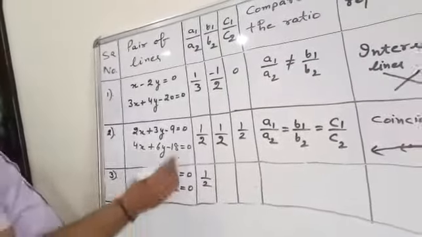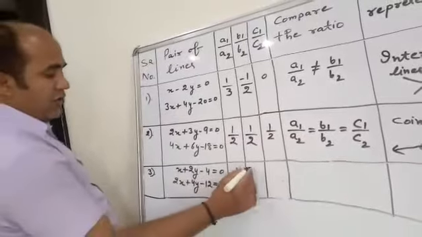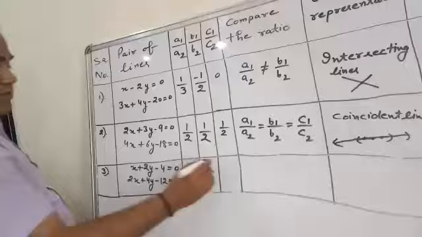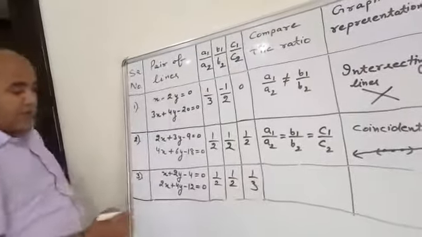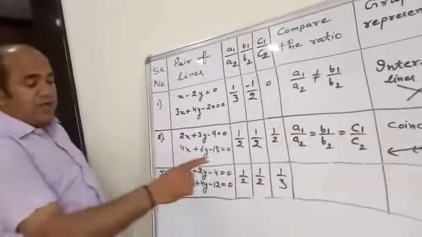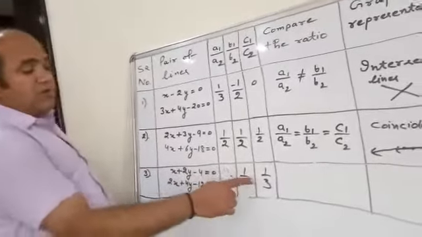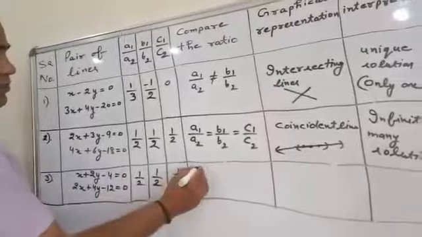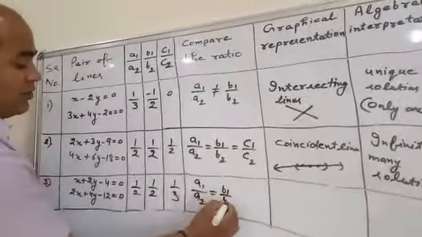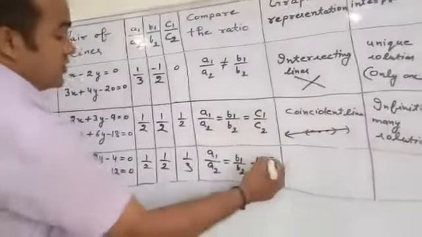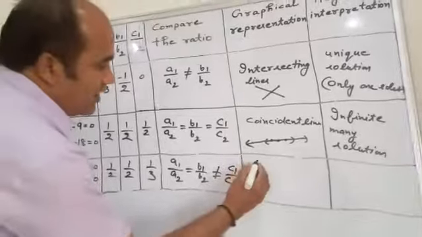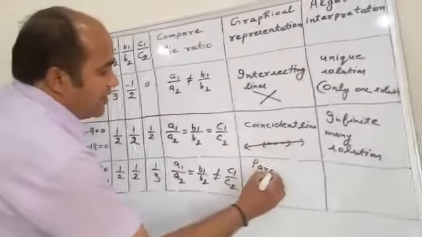In third one, here coefficients of x ratio is 1 by 2. Coefficient of y means b1 by b2 is 1 by 2. c1 by c2 is 1 by 3. Means a1 by a2 equal to b1 by b2 not equal to c1 by c2. Means you will get parallel lines.